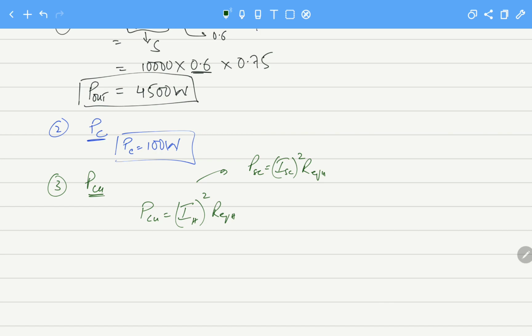So the thing is that now the current, 4.75 amperes, was the rated current, but now this load is 75% of the rated current, right? So here we will have 0.75 into 4.755, squared, into R equivalent that we had calculated previously, which is 10.4 ohms. And this will turn out to be copper losses equal to 121 watts.